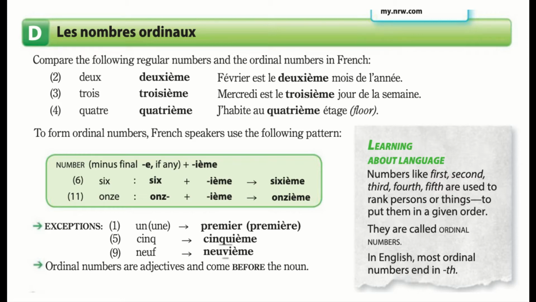Okay, so if we look here at the difference, this is taken from the book, Encore du livre. Deuxième. Février est le deuxième mois de l'année. February is the second month of the year. You would not say février est le deux mois de l'année. February is the 2 month of the year.